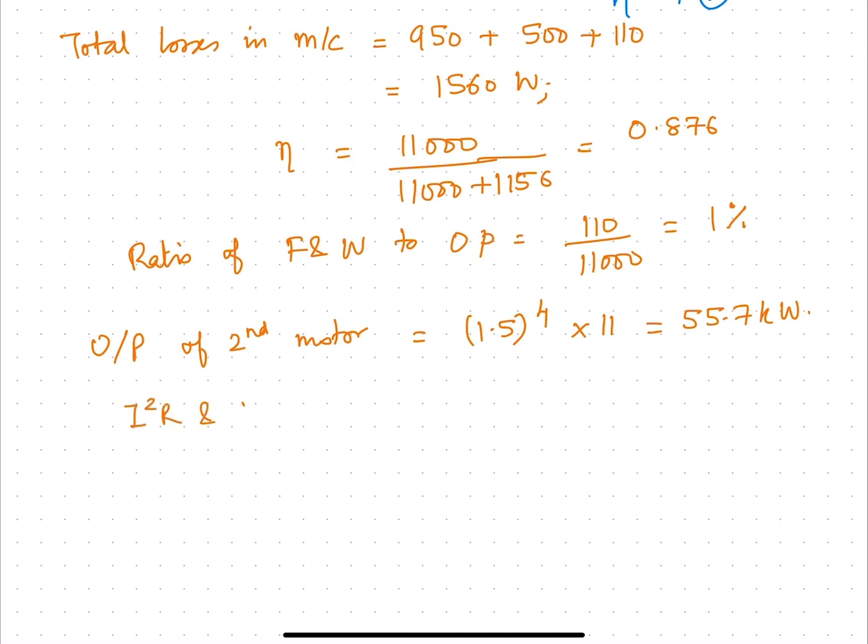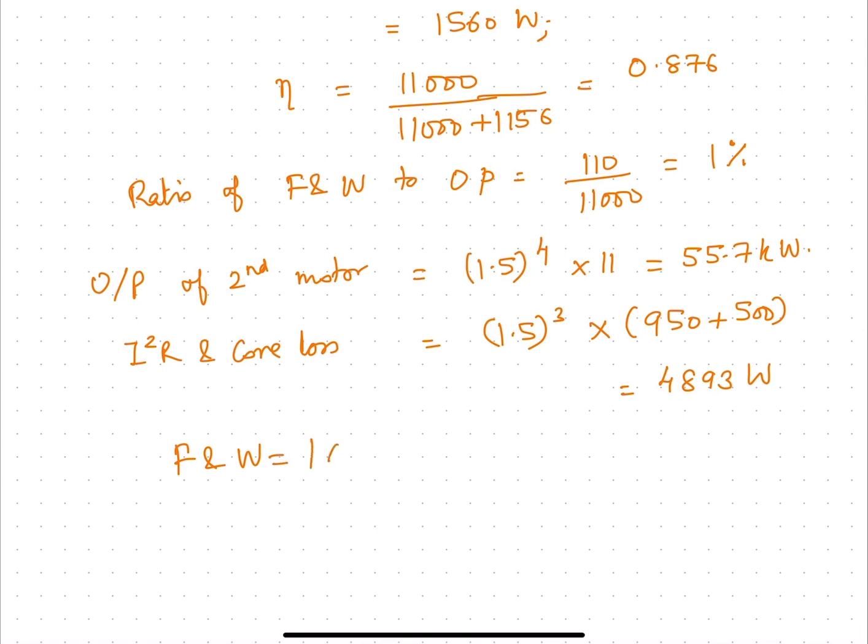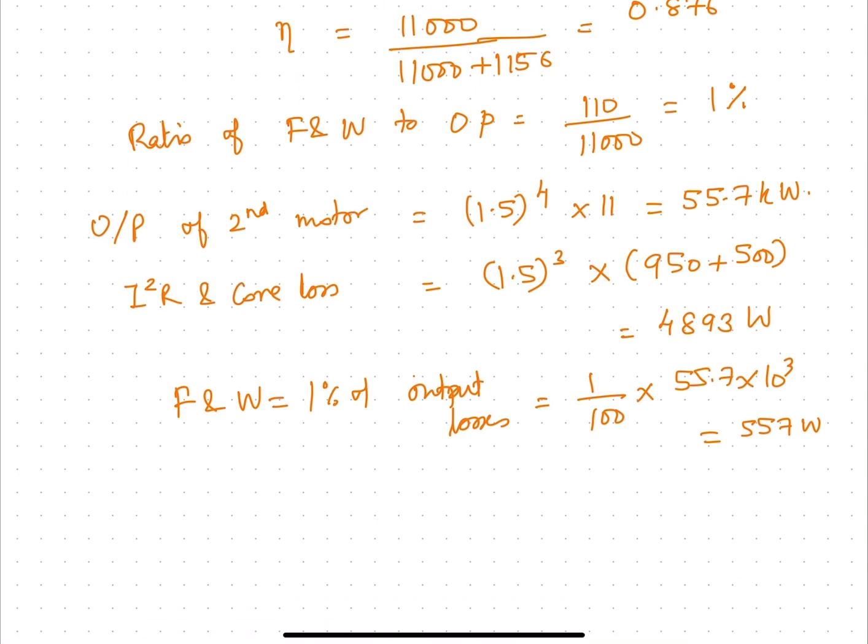And then you have the I square R and the core loss. They vary as the cube of the linear dimension, so 1.5 cubed times 950 plus 500, so it is 4893 watts. And the friction and windage is equal to 1% of the output, so that is 1 by 100 times 55.7 into 10 to the power 3, which is about 557 watts. So the total losses for this second machine are 557 plus 4893, so that comes to be around 5450 watts.